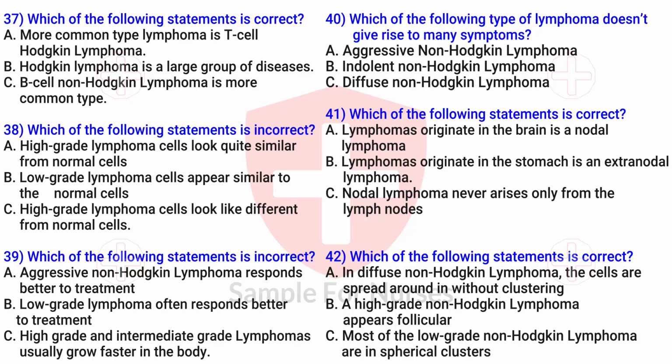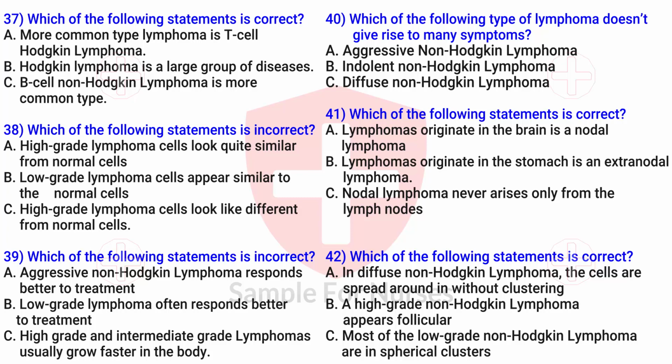On the other hand, low-grade non-Hodgkin lymphoma grows gradually, and these lymphomas are therefore called indolent non-Hodgkin lymphoma. This group of non-Hodgkin lymphoma doesn't give rise to too many symptoms, but they are also long-standing and are less likely to be cured. The most common kind of indolent lymphoma is follicular lymphoma. At times, indolent lymphomas can transform into more aggressive ones.